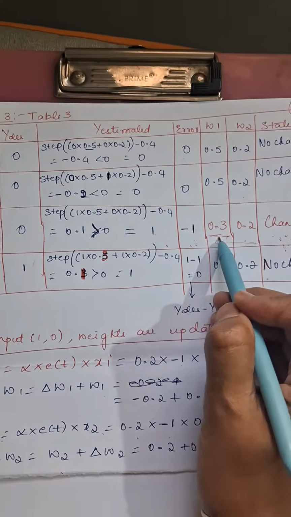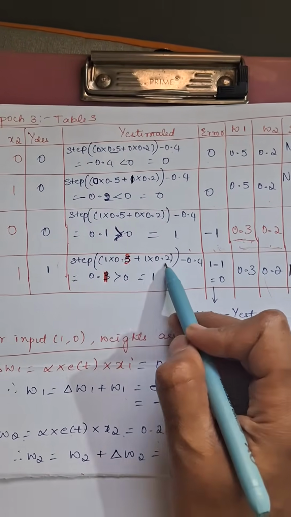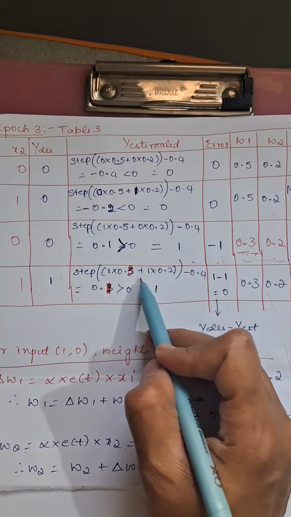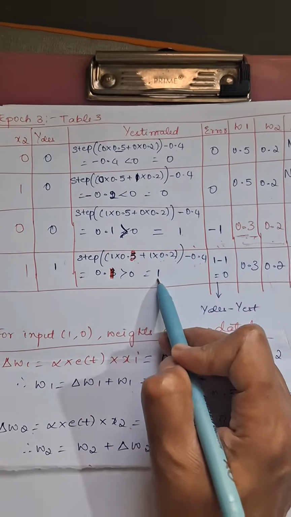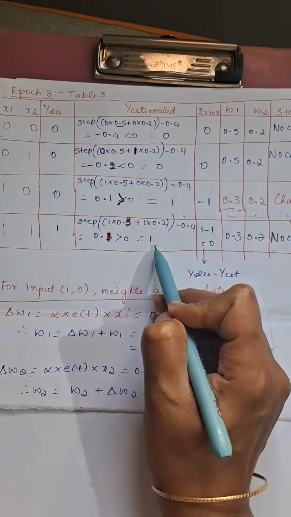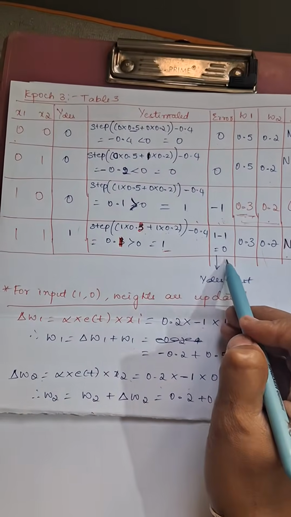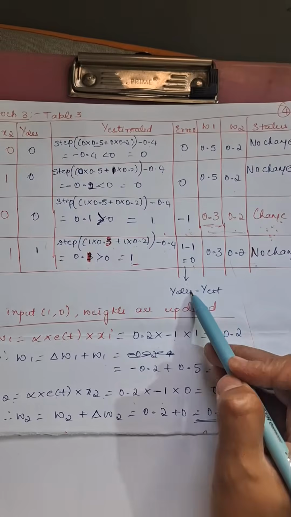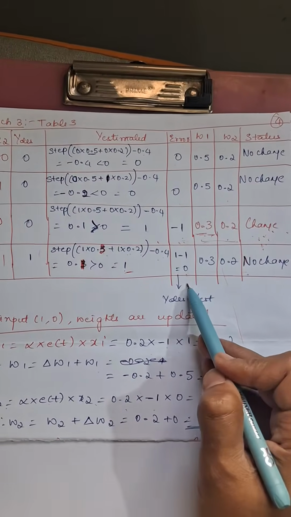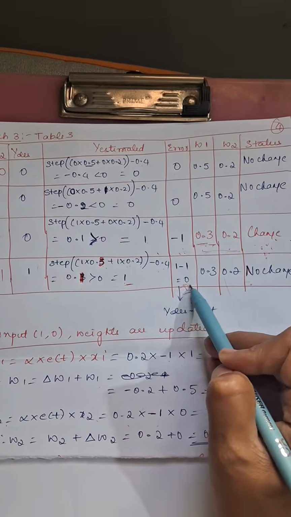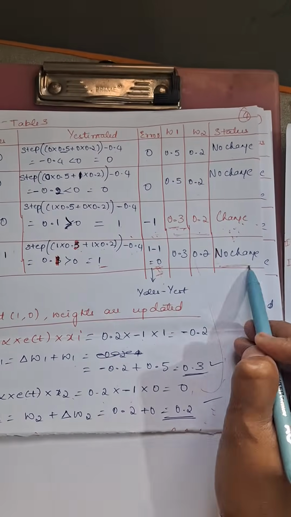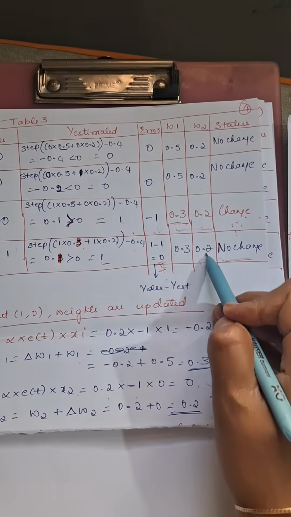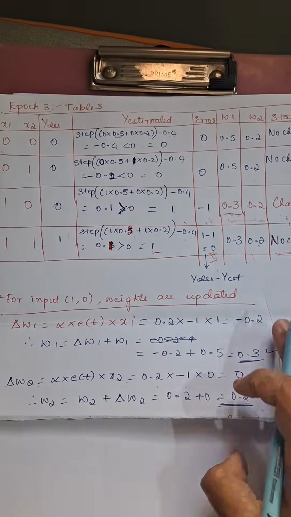Okay. Which weight do I have to take? This one. 1 into 0.3 plus 1 into 0.2 minus 0.4, 0.5 minus 0.4, 0.1. It's greater than 0, so 1, right? So 1 minus 1 is 0. This has not affected anywhere. So the error, what am I getting? Error as 0. Since the error I am getting is 0, no change, no need to change. So retain the previous weights.